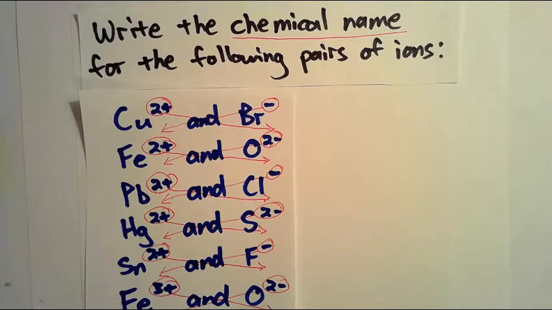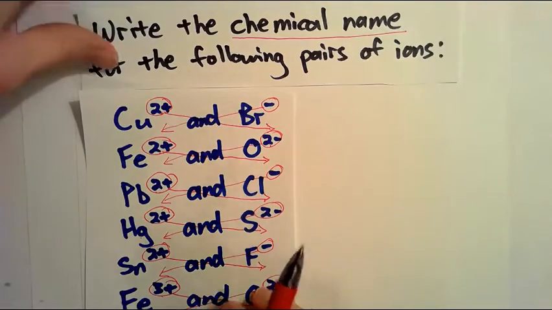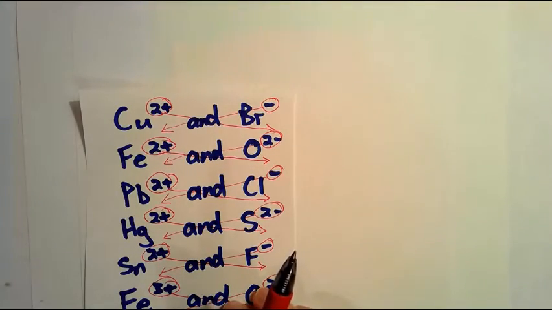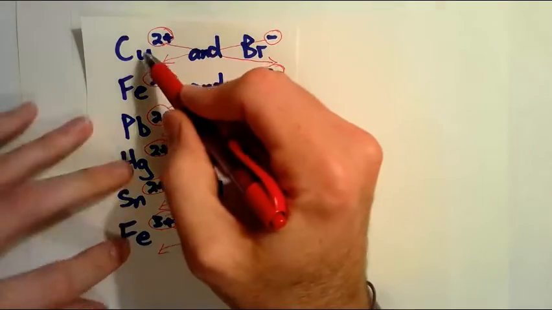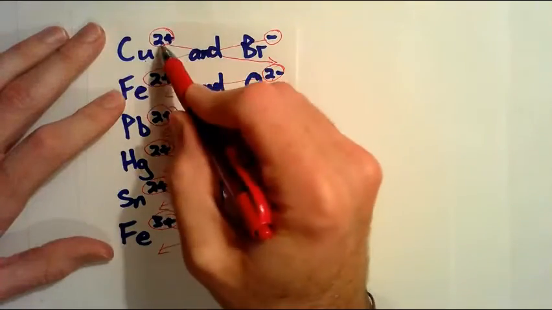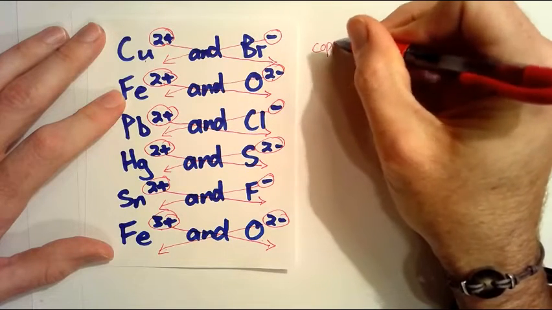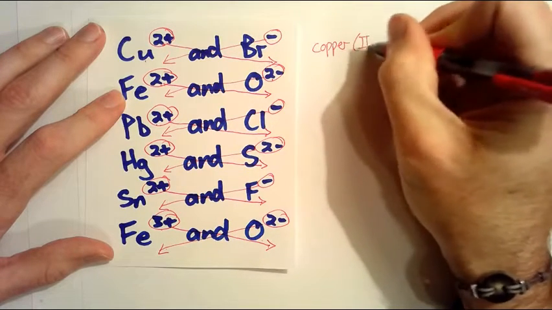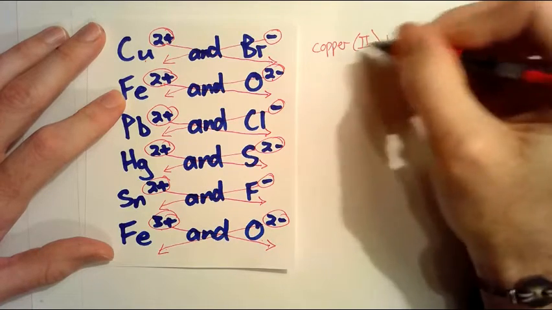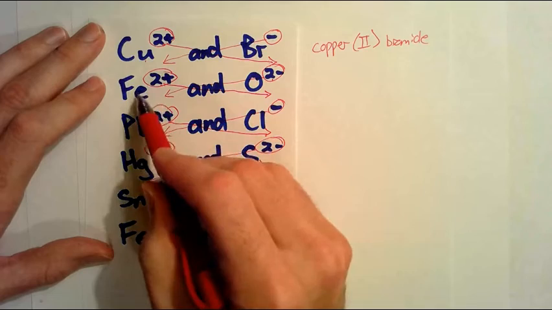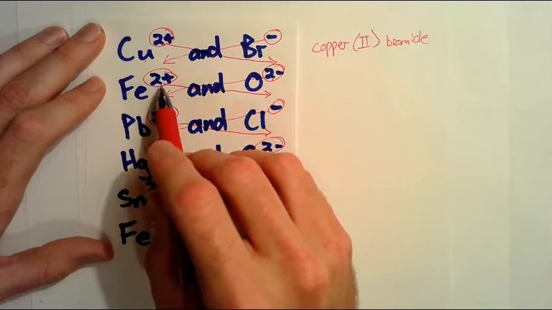Now that we're comfortable with the crisscross rule in writing chemical formulas, let's write the chemical names. The chemical names for the type 2 ionic compounds are always going to have a Roman numeral in them. I'll give you an example. We have copper 2 plus and a bromide, so that is going to be copper 2 bromide. Here we have iron 2 plus and then an oxygen, so that's going to be iron 2 oxide.